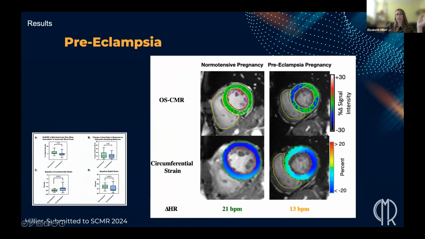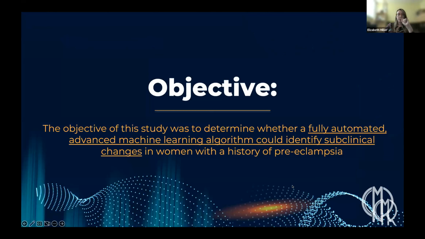And just visually representing this, on the left, somebody with normotensive pregnancy, their OS-CMR globally looks pristine, a textbook response. When we look at the circumferential strain, blue here being good strain response, it's also very good, with a good heart rate response. We say over 15 beats per minute change in heart rate after hyperventilation is a good response for us. When we look at somebody who had a preeclamptic pregnancy, again a different person, we can see this regional heterogeneity in oxygenation response, and also some strain dysfunction, with a slightly low heart rate response, but still pretty good, I would say.